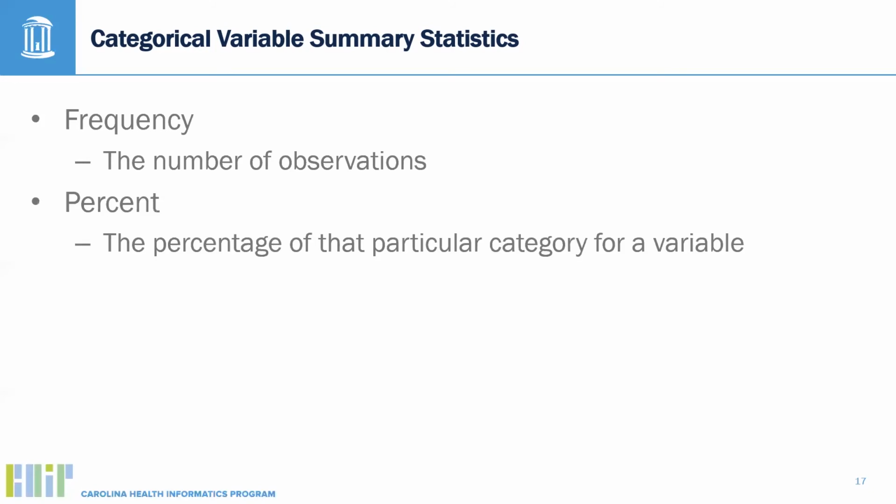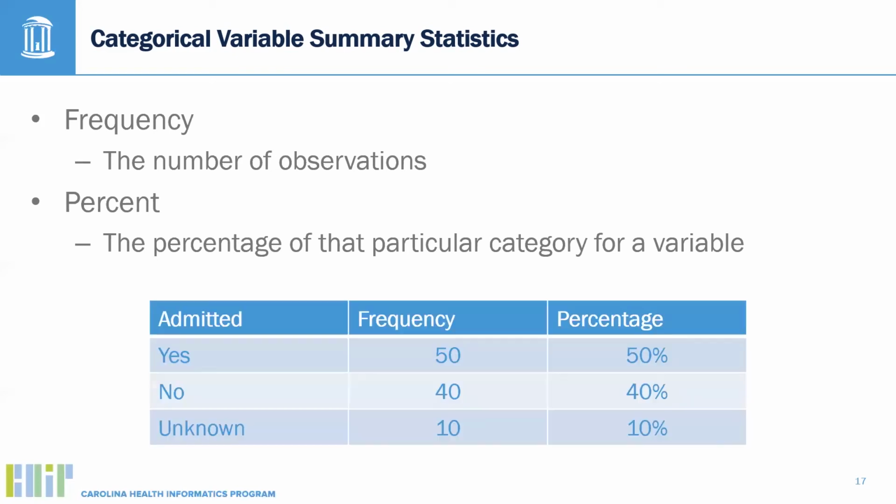You could then calculate the percentage, which is the percentage of the total for each category. In the previous example, this would be the percentage of individuals that have been admitted to the hospital and not admitted to the hospital. Let's take a look at an example. For instance, say we have 100 people, and of those, we know that 50 have been admitted to the hospital, 40 have not, and 10 are unknown.